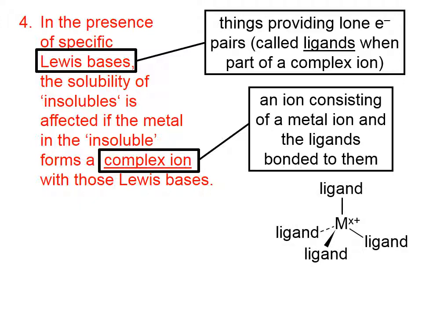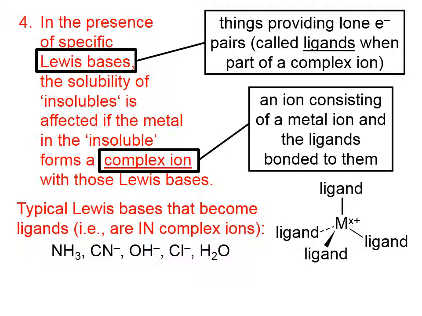A visual representation of a complex ion might be shown here on the lower right corner of the screen, where in the center we have our metal ion, which has some positive charge. We don't know what it is, so I've just put X there. M stands for metal. And then we have a certain number of Lewis bases oriented around the metal ion. Now here I've shown 4, but it might not be 4. The point is that when a Lewis base becomes part of this thing called a complex ion, we don't call them Lewis bases anymore, we call them ligands.